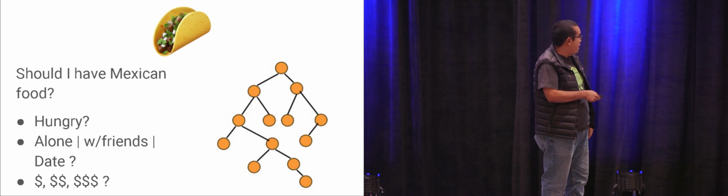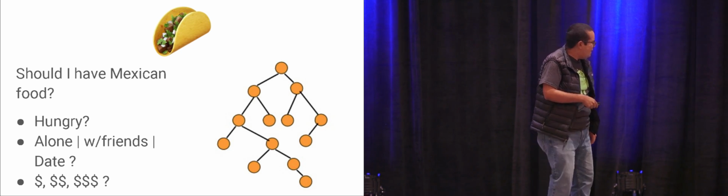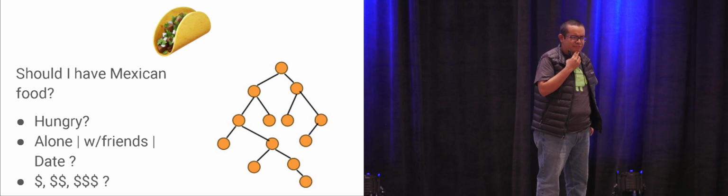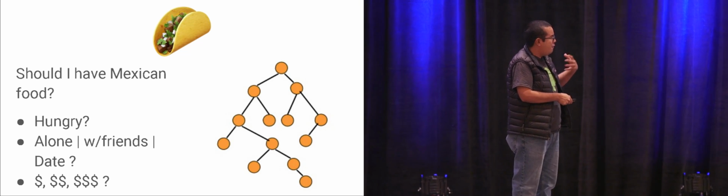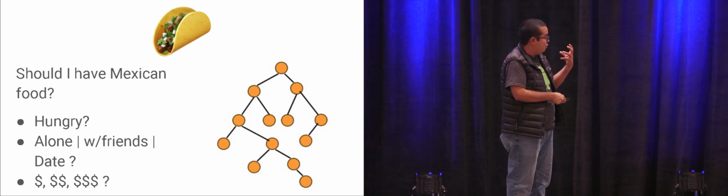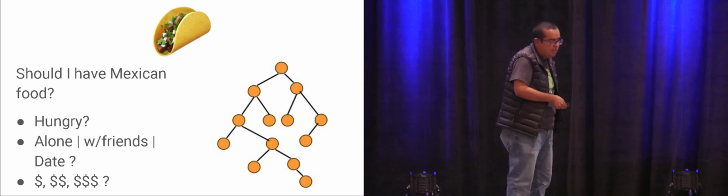So the first node might be, am I hungry? If I'm not hungry, then no Mexican food for me. Okay, I'm hungry. Am I alone? If I'm on a date, getting street tacos might not be the best idea. So if I'm alone, I have more power of decision. So yeah, I do want tacos. And how much do I want to spend?